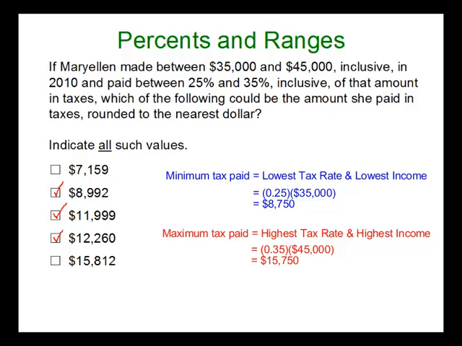It's the three in the middle that are possible. And notice that we don't really care what combination of tax rate and income would lead Mary Ellen to pay $89.92. We don't care about that exactly. What matters is that it's in the range of possibilities. So for percents and ranges in general, looking at the extreme values is the way to go.